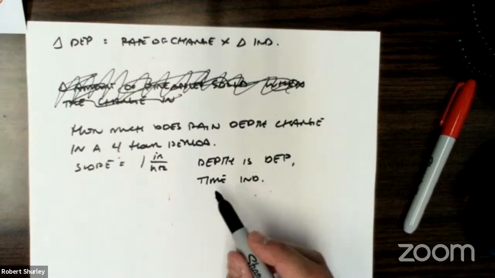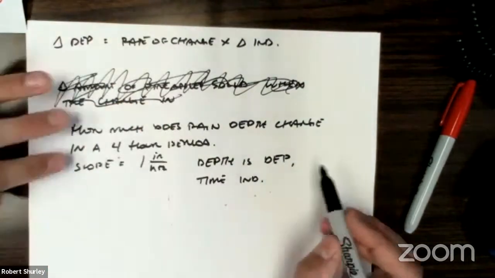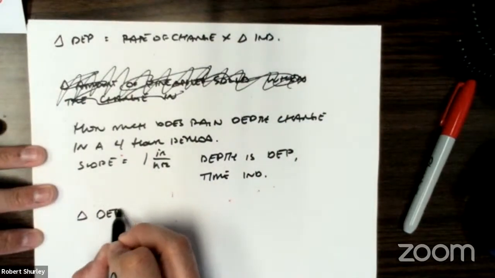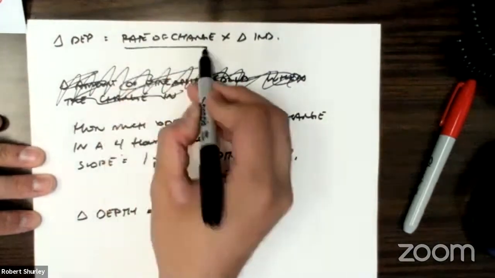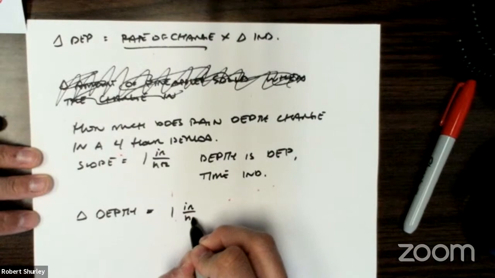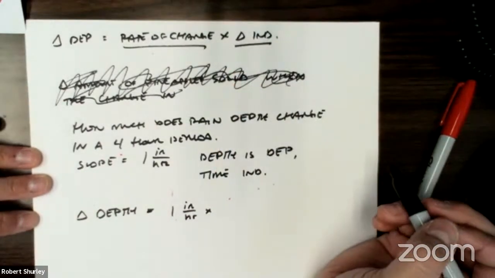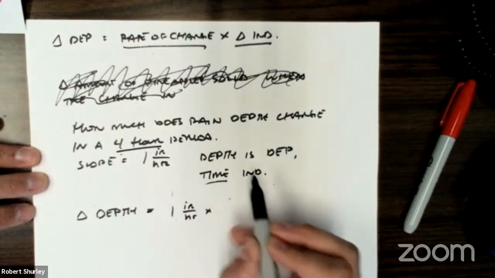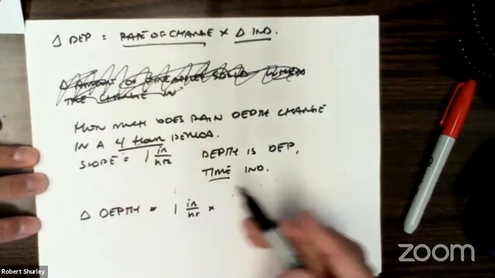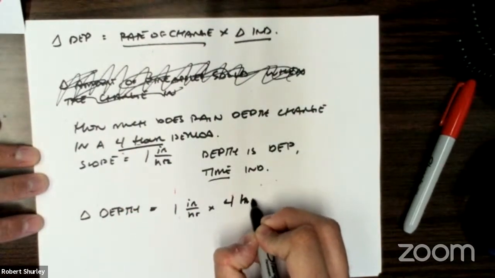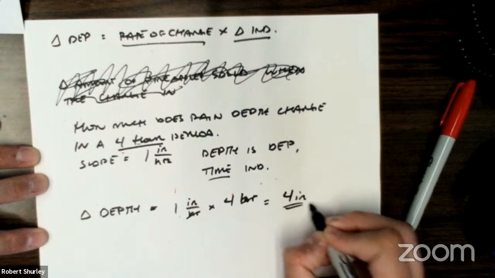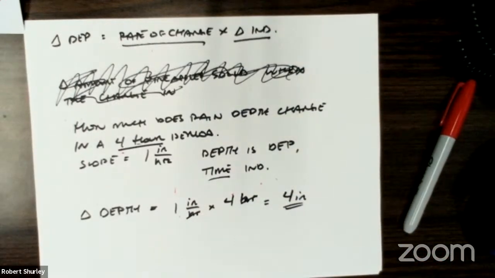So if we want to know how much rain depth changes in a 4 hour period, what they're really wanting to know is the change in the dependent, because the depth is the dependent. So the change in the depth over a 4 hour period is just the rate of change, which is 1 inch per hour, times the change in the independent variable. The question says during a 4 hour period, and the independent variable is time, so the change in that variable is 4 hours. Your hours cancel. So you get 1 times 4 and you get 4 inches. During that time, it rises 4 inches.